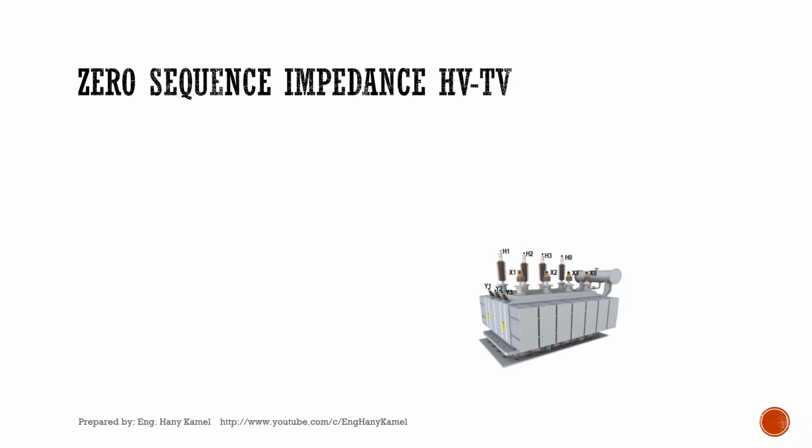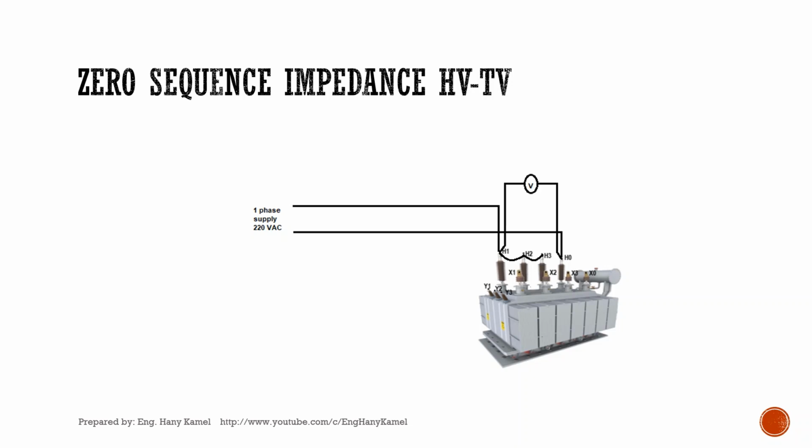We will start with impedance between high voltage and tertiary windings. We will short circuit the high voltage winding phases to each other. Low voltage winding will be open. Single phase supply will be injected to the high voltage side with neutral. Voltage measurement between any phase and H0 will be recorded. Current measurement will be recorded. This test will be performed in our example for maximum voltage tap, normal tap, and minimum voltage tap.